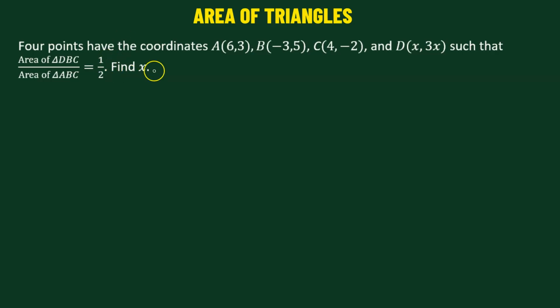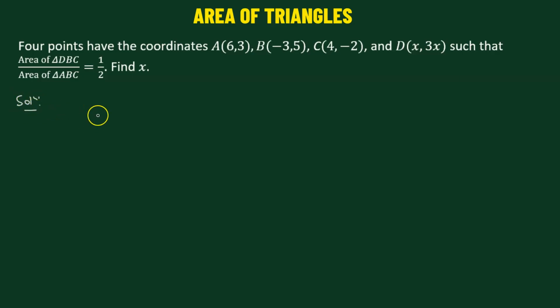So we have 4 points A, B, C and D, such that the ratio of area of the triangle DBC to that of the area of triangle ABC is 1/2. Now using this information, we need to find out the value of x. So let's try to understand the problem graphically first.